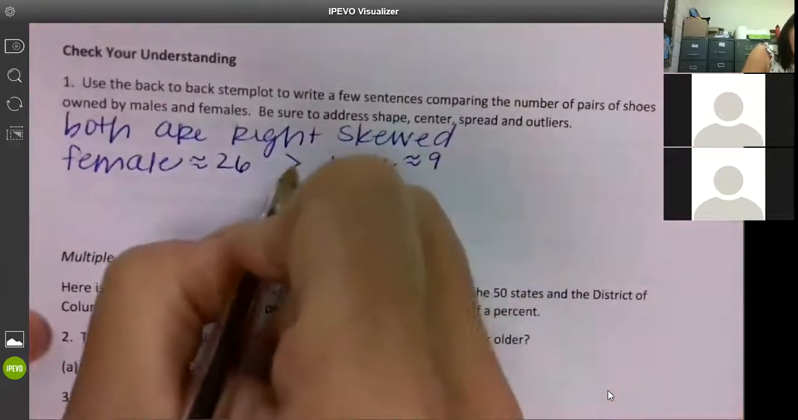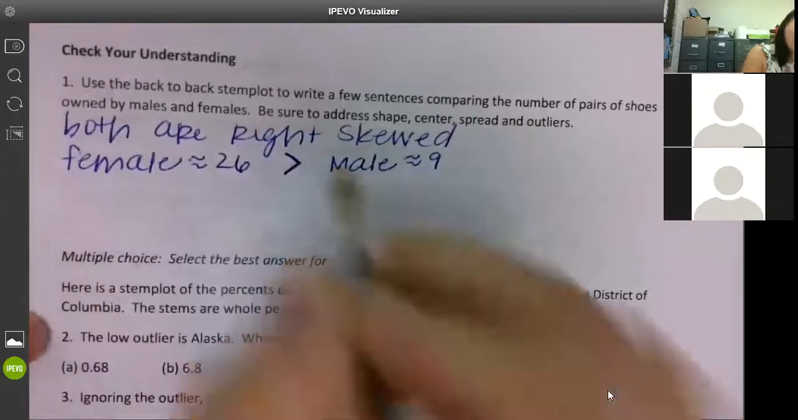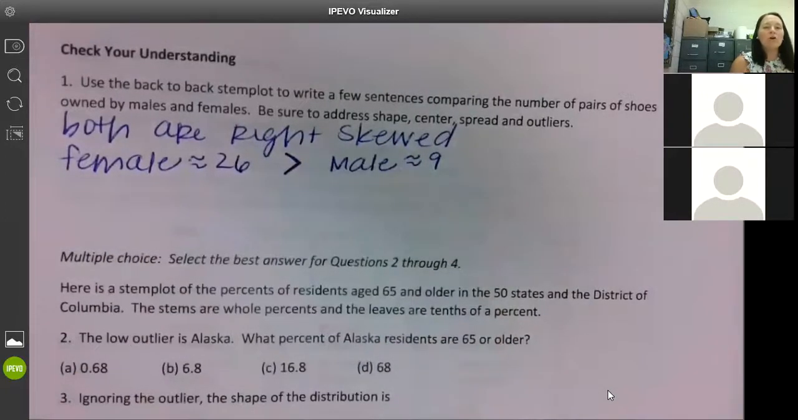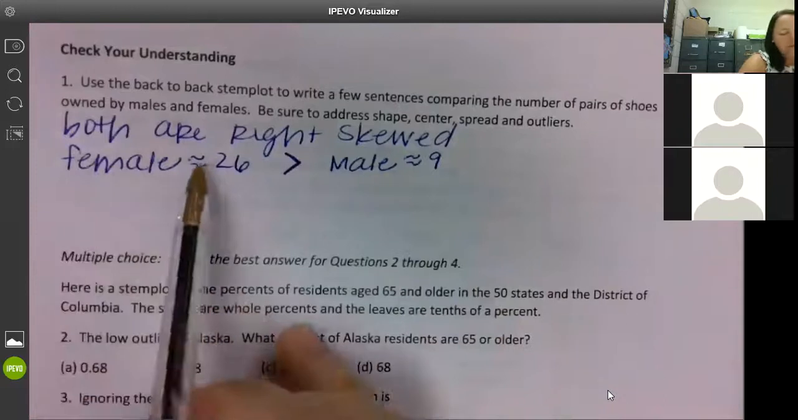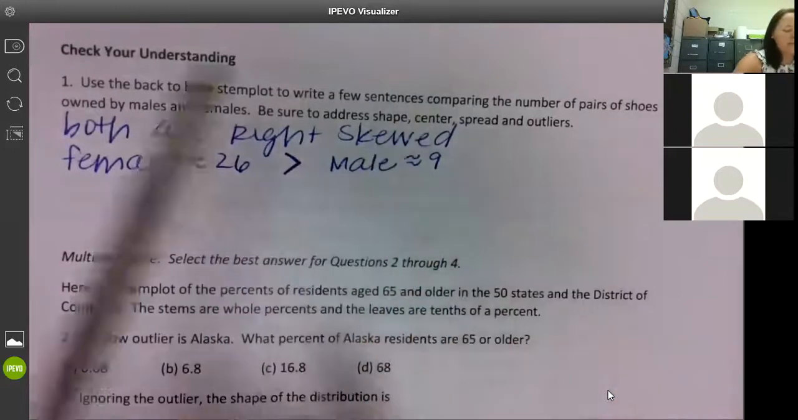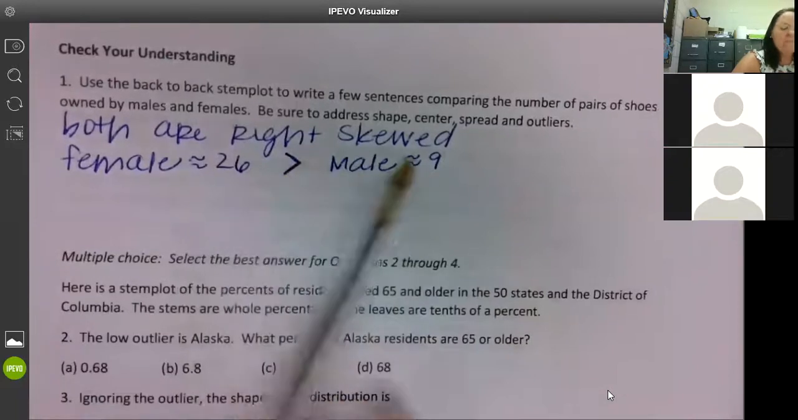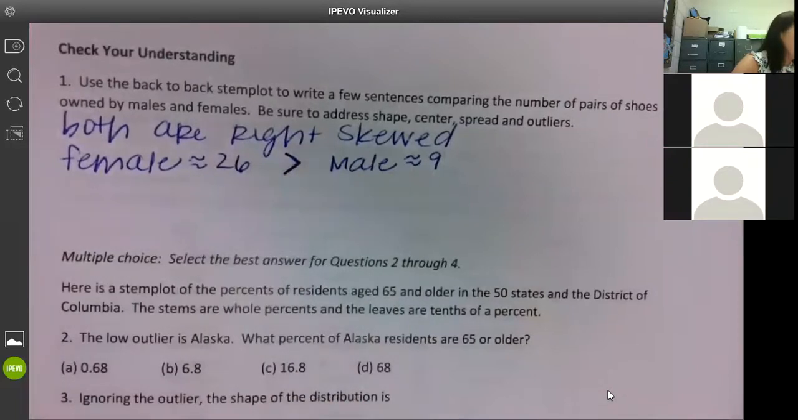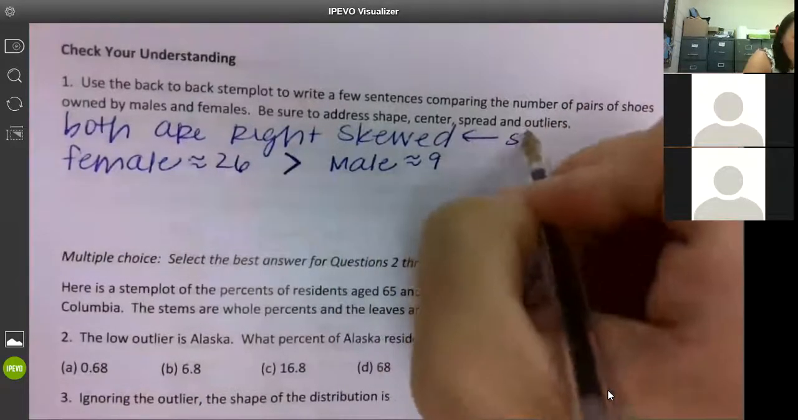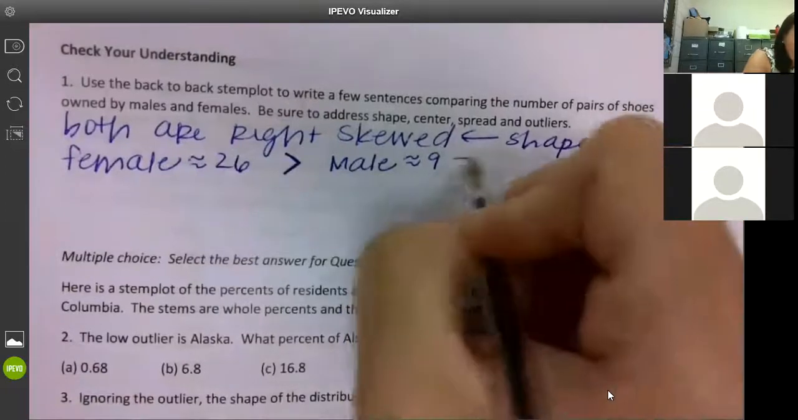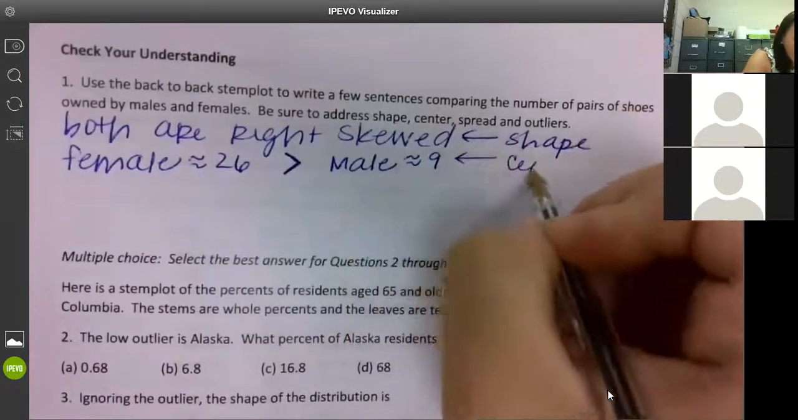And I'm going to go ahead and do this. I'm going to compare them together, so you can write a sentence. I wrote this. Eventually we'll write sentences. The female is approximately at 26, which is greater than the male at 9. All right. So their shape and center. What else do I need to do?